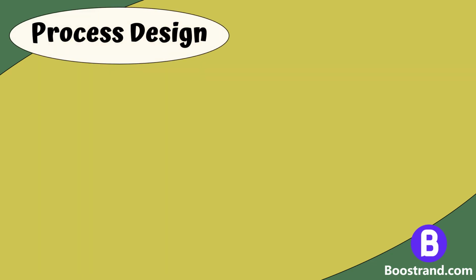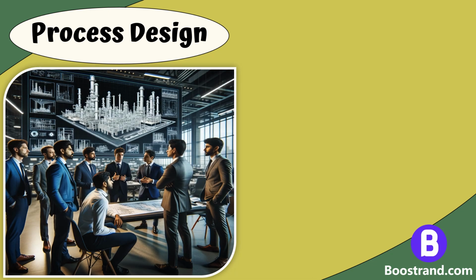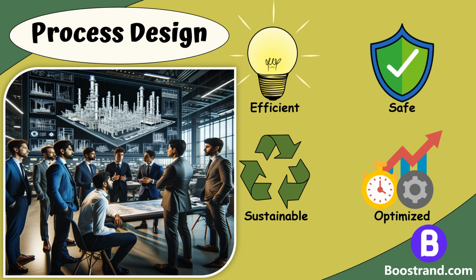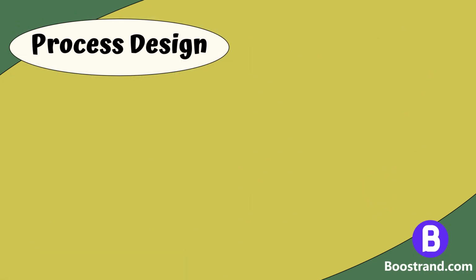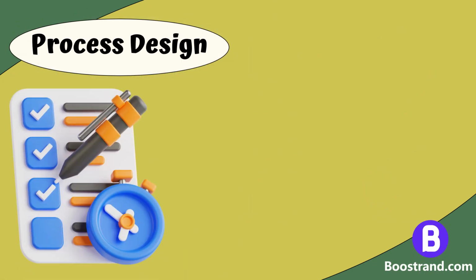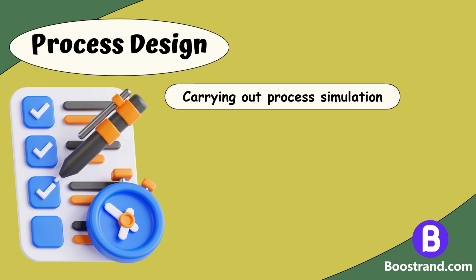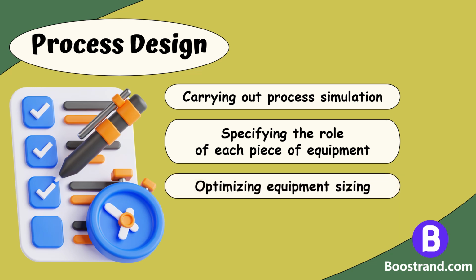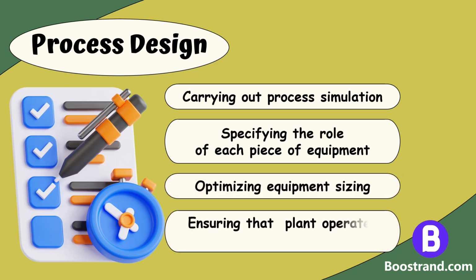Process design is the cornerstone of any successful project. That's because a process engineer plays a crucial role in creating efficient, safe, sustainable, and optimized processes. This can be seen from the start of the project when carrying out process simulation, specifying the role of each piece of equipment in the process, optimizing equipment sizing, and ensuring that the plant operates safely and efficiently.